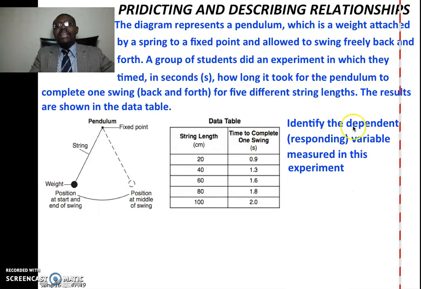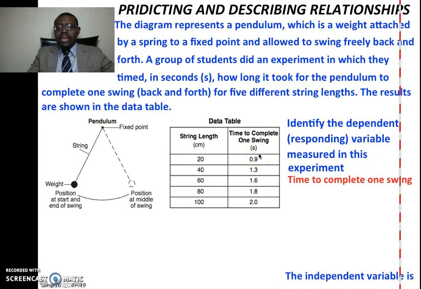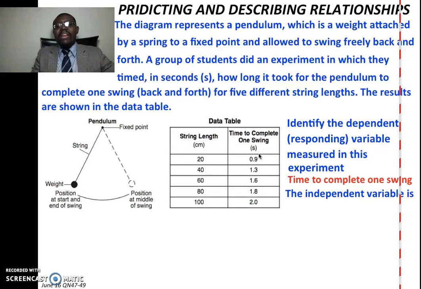The first question says, identify the dependent or responding variable measured in this experiment. In this experiment, the dependent or responding variable is the time to complete one swing, because that's what we are measuring. That's what we are observing. The dependent variable is what we measure or what we observe. The next question asks for the independent variable. The independent variable is what we change or manipulate.